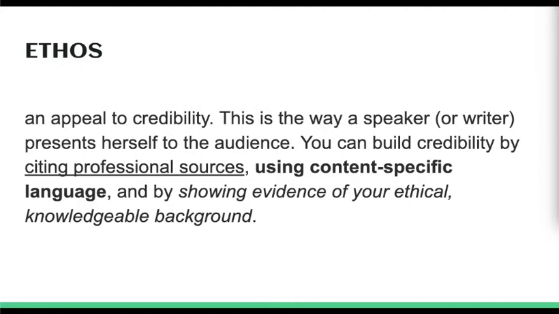So this is the way that you as the speaker or writer, or whoever's speaking or writing, presents themselves to the audience. Speakers and writers can build credibility by doing a lot of different things. For example, citing professional sources. So when we look back at our fallacies, for example, we looked at whether or not the sources that people use, or the evidence that people use, or the expertise that people use is actually expertise in that specific field. So we got to be really careful about what we use, and making sure that it does work within the logic of the argument.